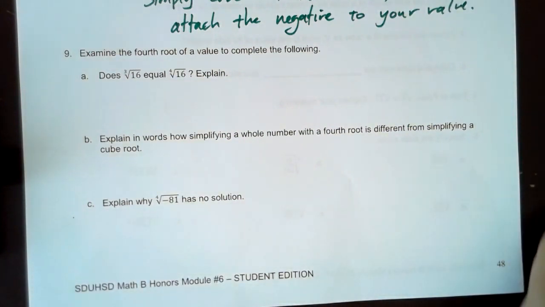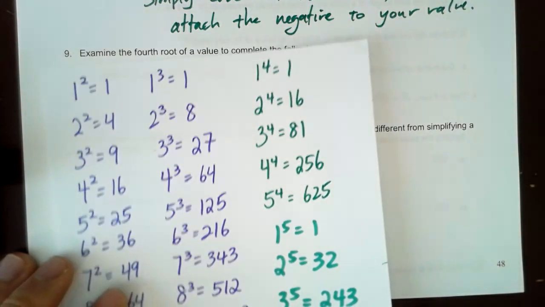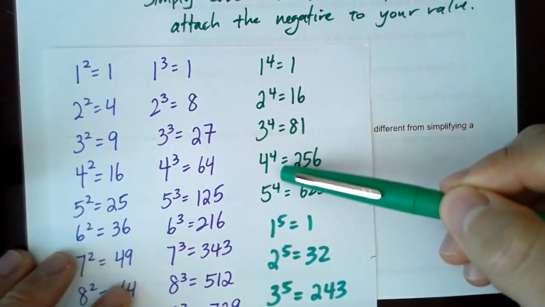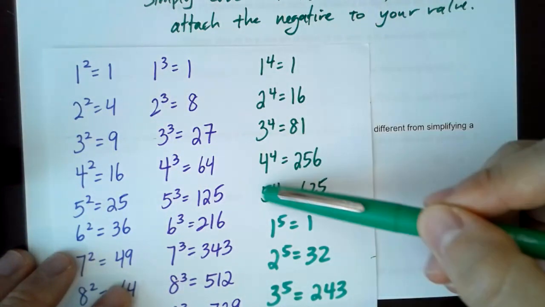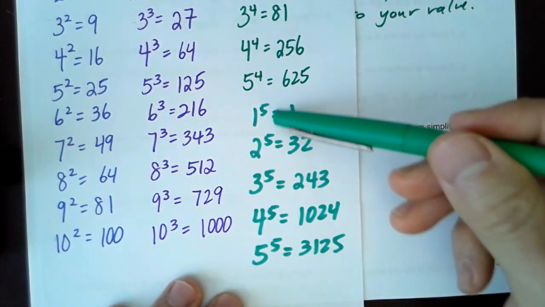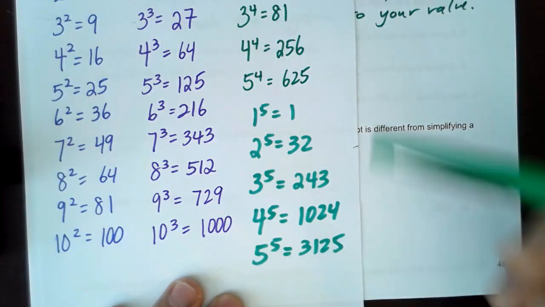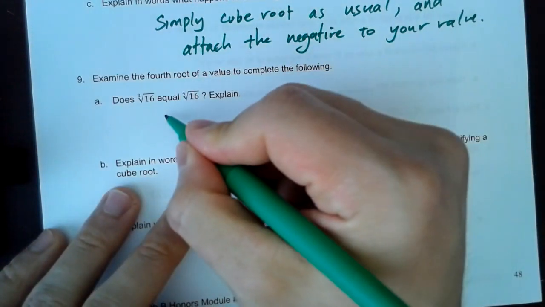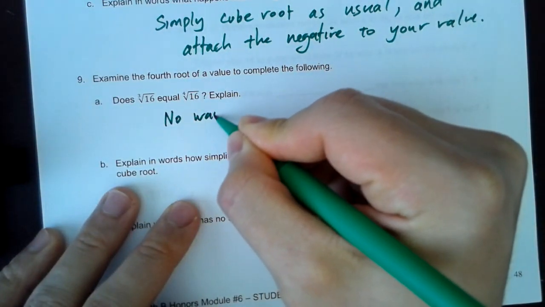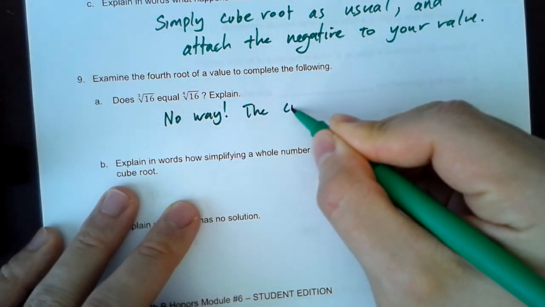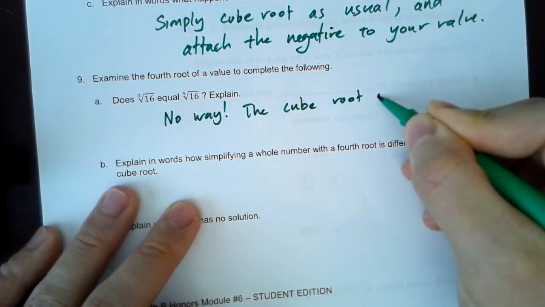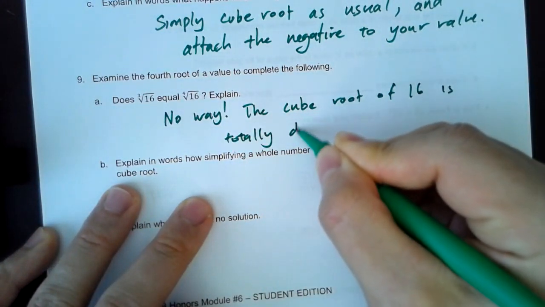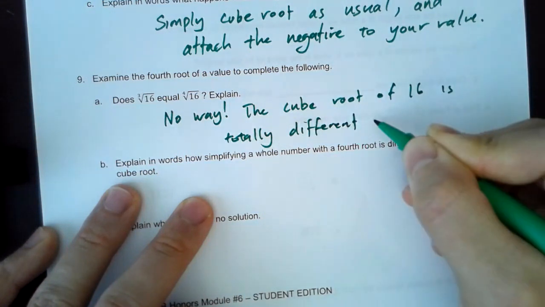So if you haven't noticed already, this sheet also has the numbers to the fourth power as well, because it's important that we know these numbers. I even wrote numbers to the fifth power, just to have them on the side. But I hope this is obvious. No way, right? The cube root of 16 is totally different than the fourth root of 16.